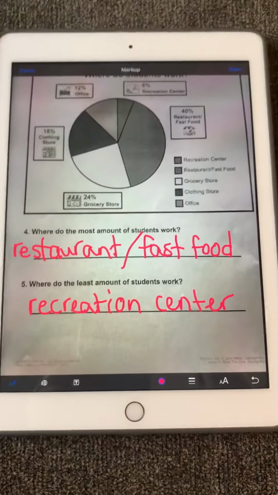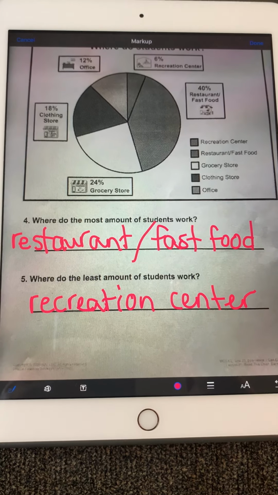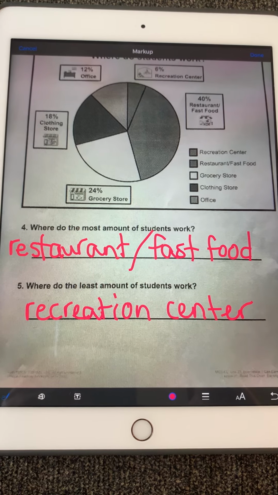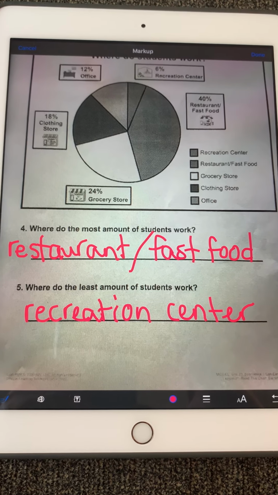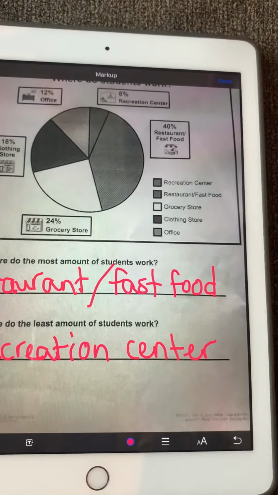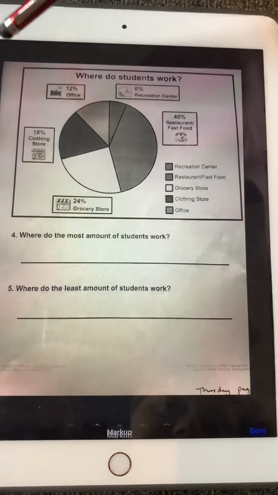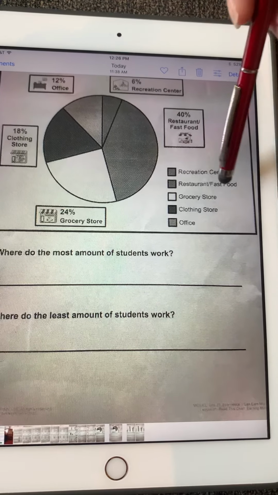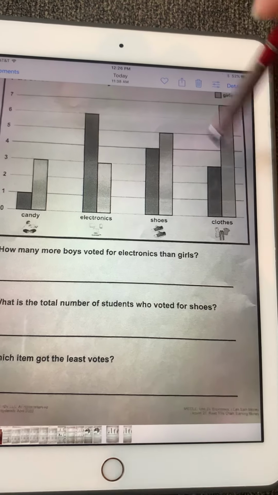Okay, and that completes your Thursday worksheet. And you just read a pie chart. So let's go on to Friday.